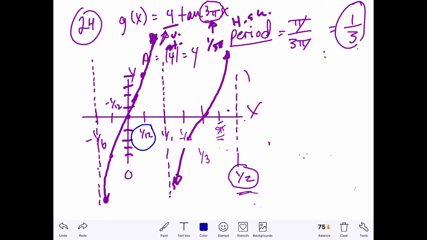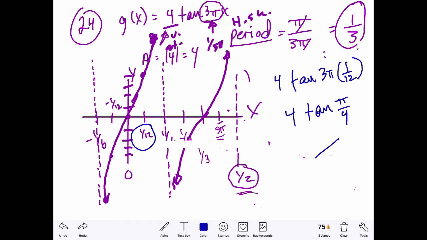Tangent of 1/12: 4 times the tangent of 3 pi times x, but x is 1/12. Well, that'd be 4 times the tangent of 3 pi over 12, which is pi fourths. Tangent of pi fourths, remember, maybe I'll use my original 1, 1, root 2. This is pi fourths, a 45, so 1 over 1 would be 1.